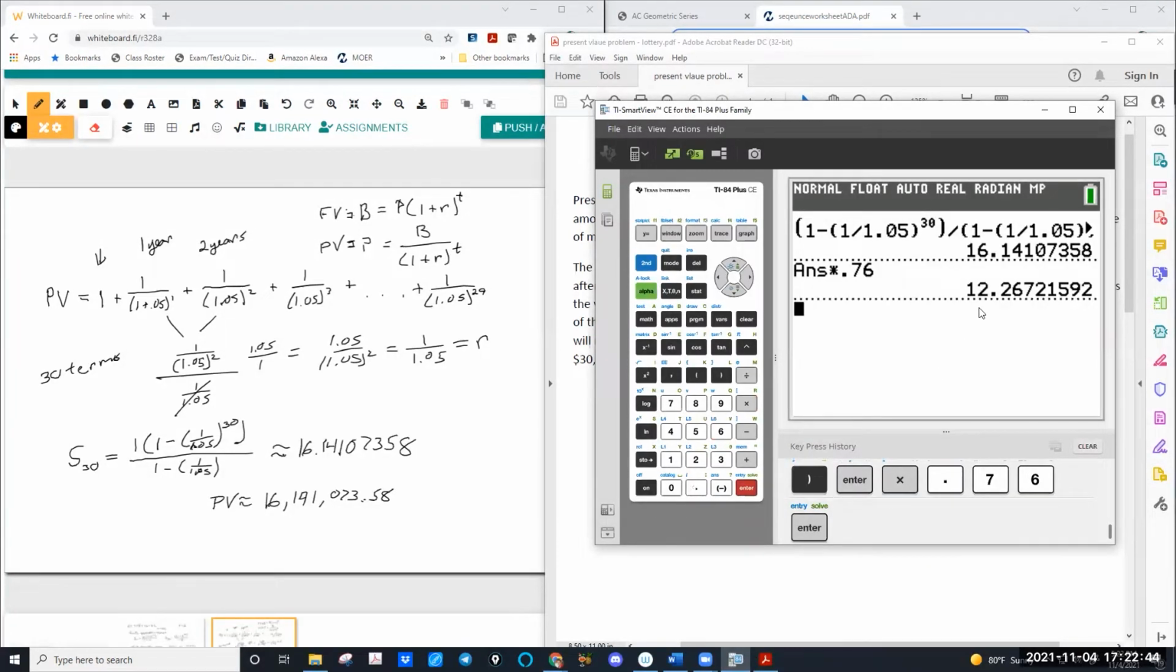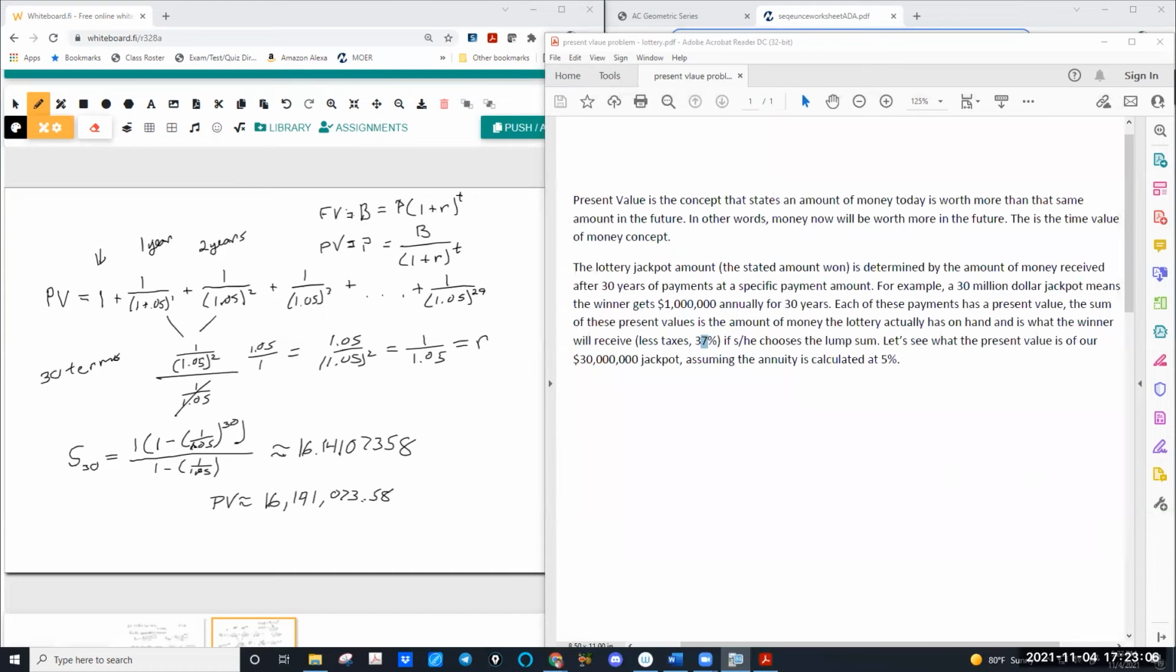So don't get me wrong, still a very nice payday, right? But what you would receive from the lottery is $12,267,215.92. And you would still owe the additional 13% tax on that at the end of the year to the IRS. All right, so that I think is just some interesting stuff about the lotto.